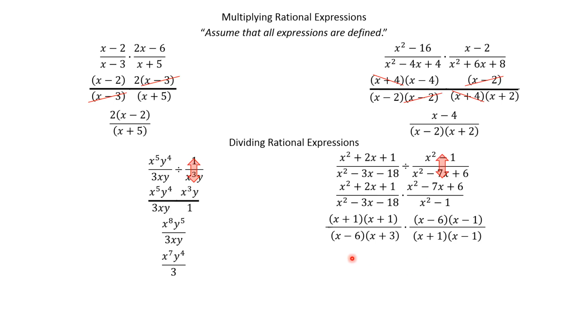We can multiply, and then we can start canceling. We have x minus 6's, we have the x minus 1, and we have some x plus 1's. All those cancel. We're left with x plus 1 over x plus 3. This big crazy thing simplifies just to x plus 1 over x plus 3. And you get to do all sorts of cha-cha-cha with those.